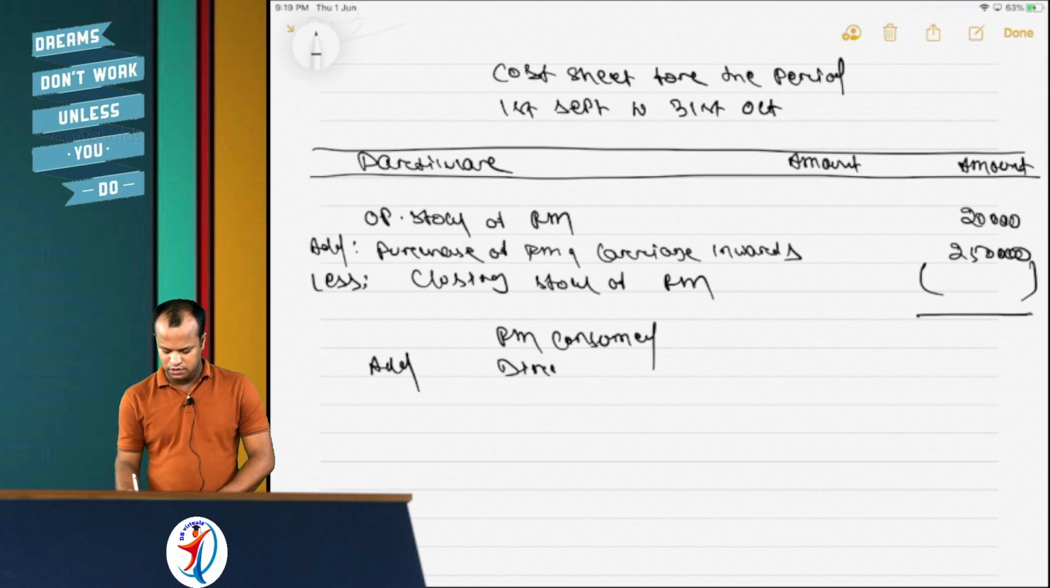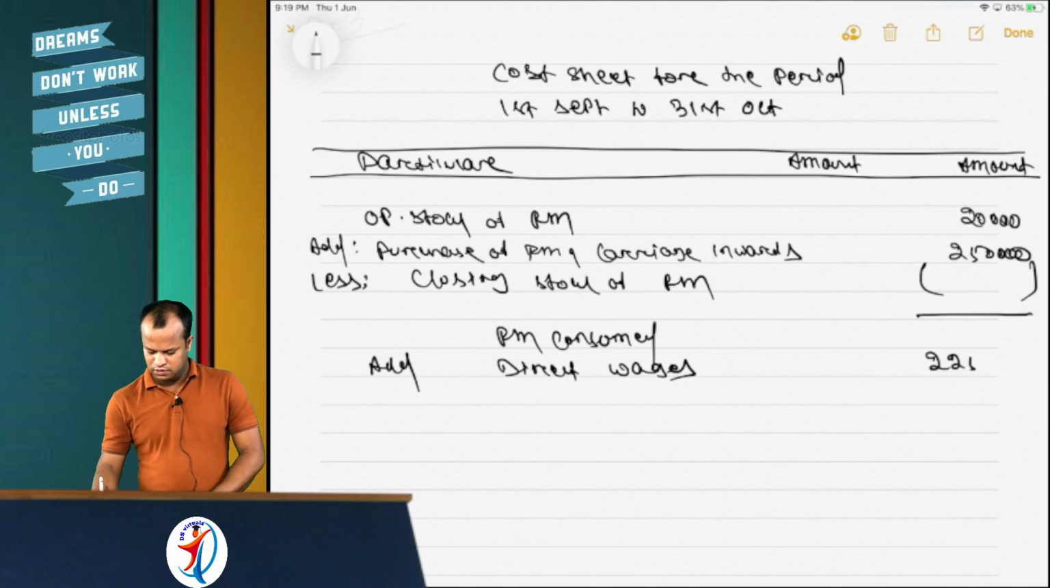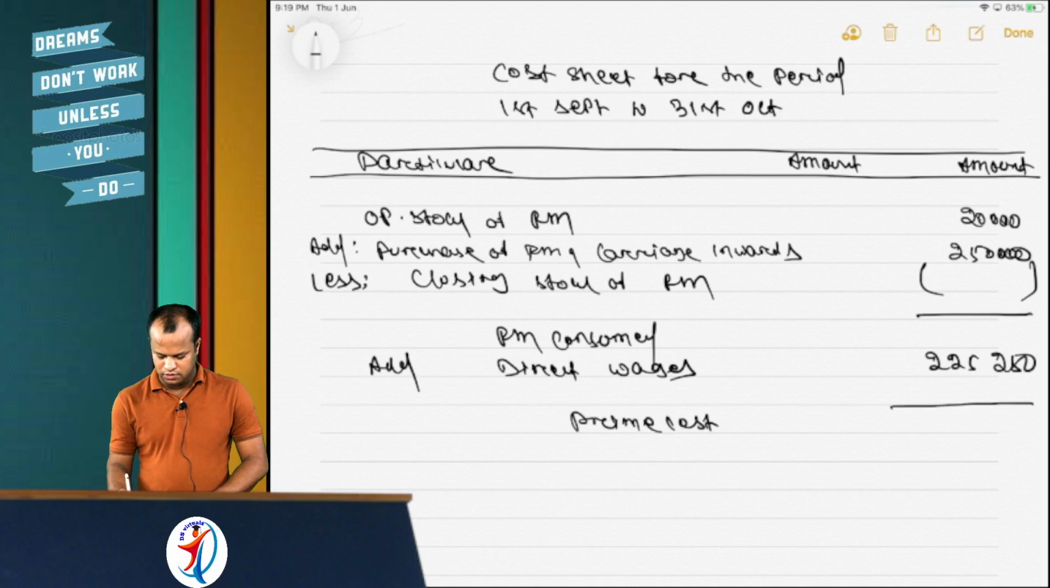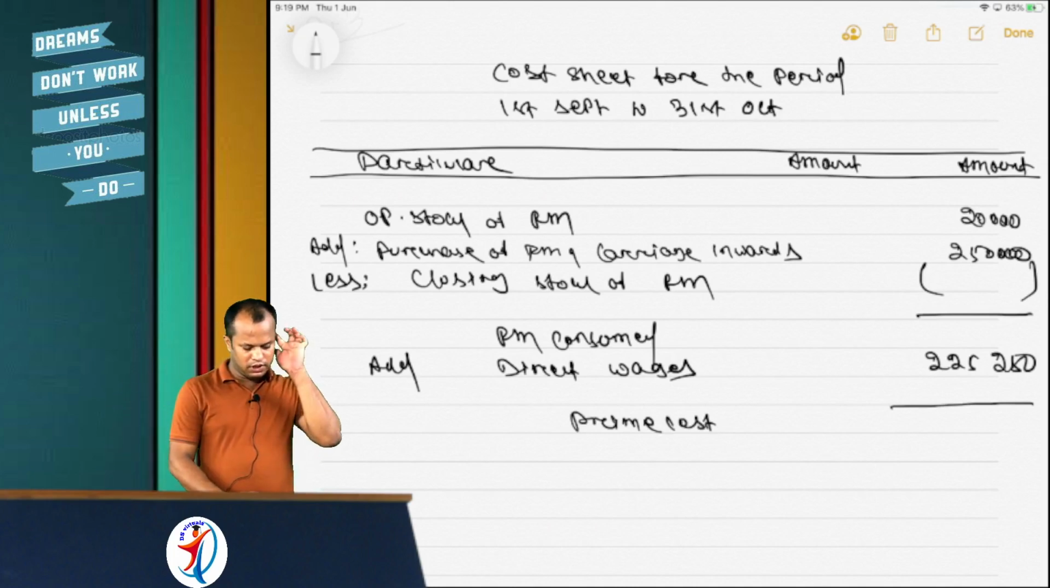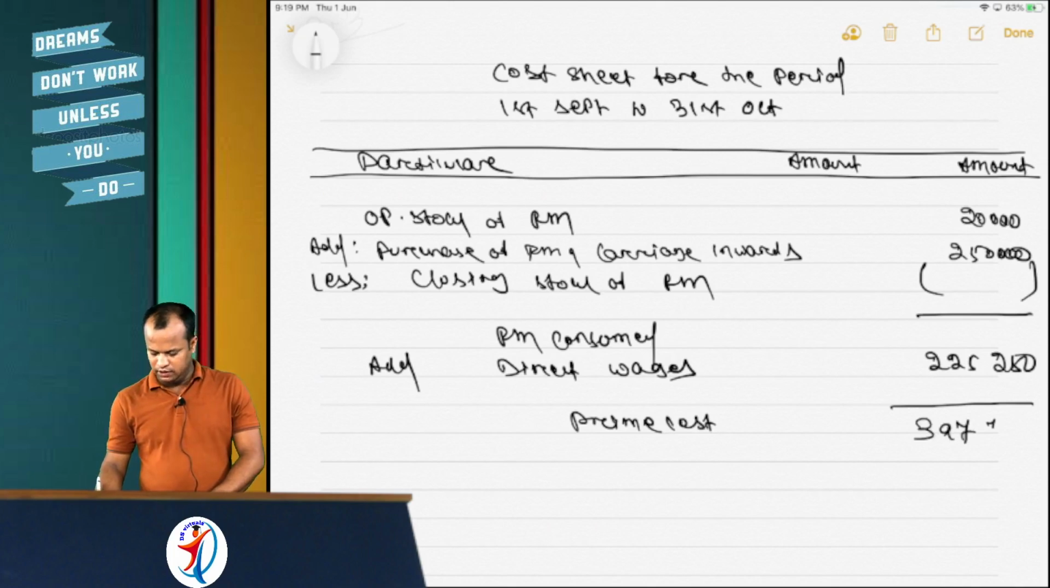Add direct wages. Direct wages means direct labor, 2,22,250, not 500, 2,22,250. The result will be prime cost. The prime cost amount is given. So 3,97,750.